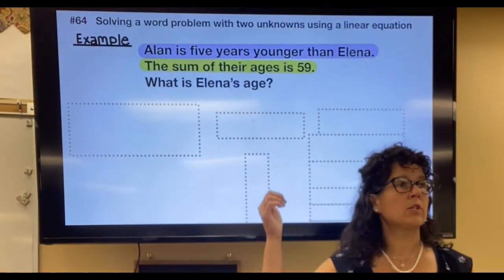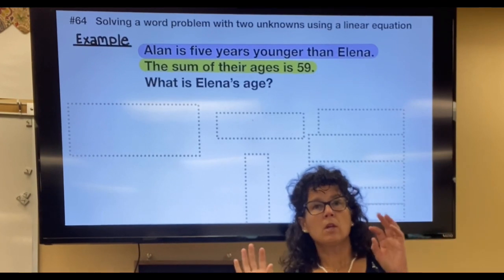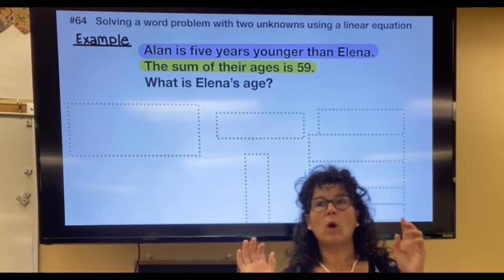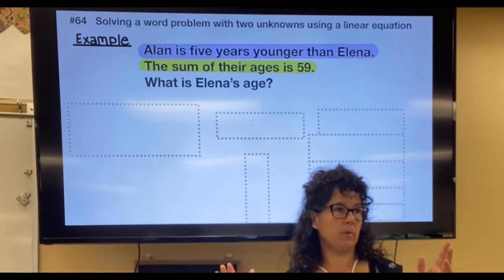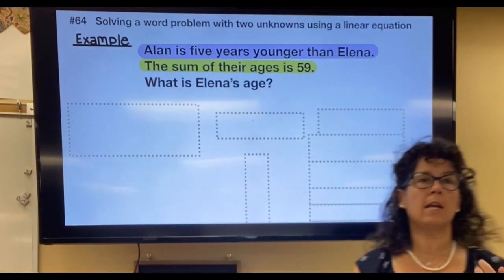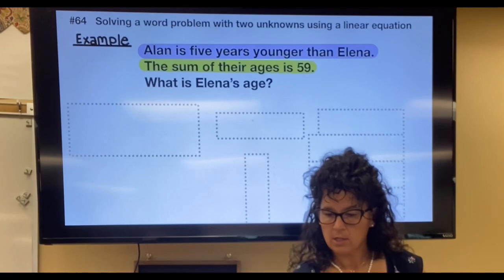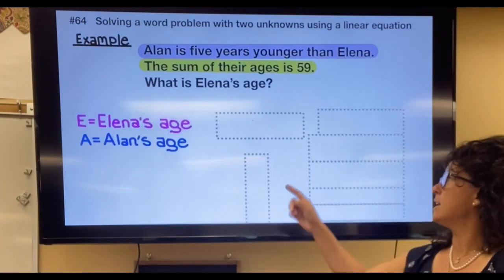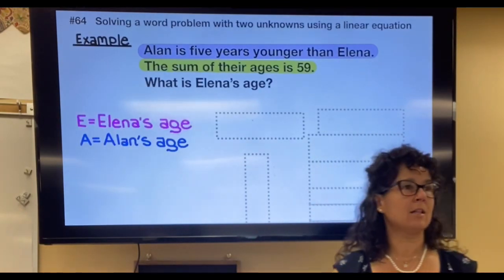Whenever you're doing a story problem, you read through it, whatever the questions are, those are your variables. So in this particular one, we have two people, Alan and Elena, and we want to know their ages. So we have E is Elena's age and A is Alan's age.